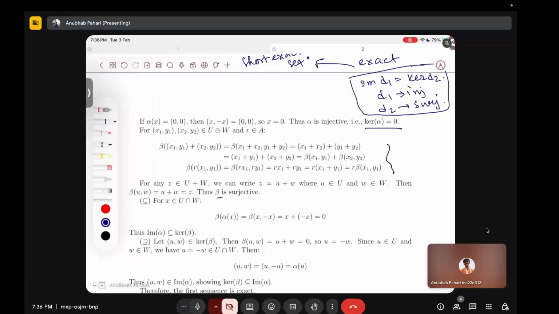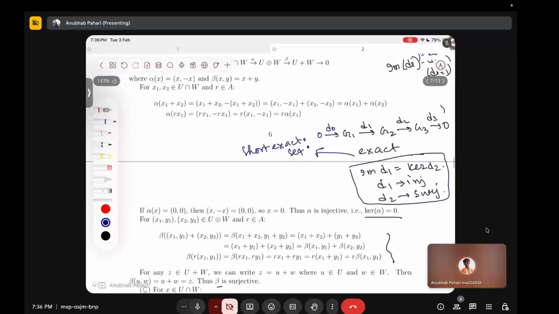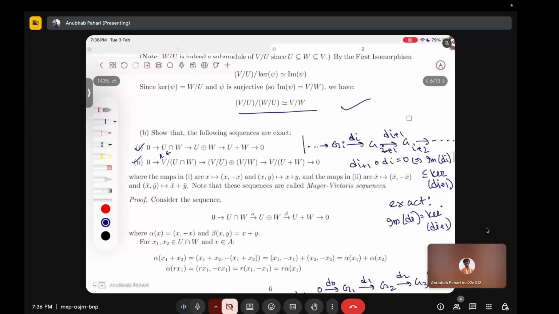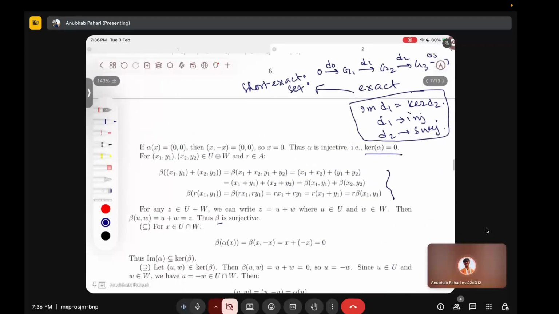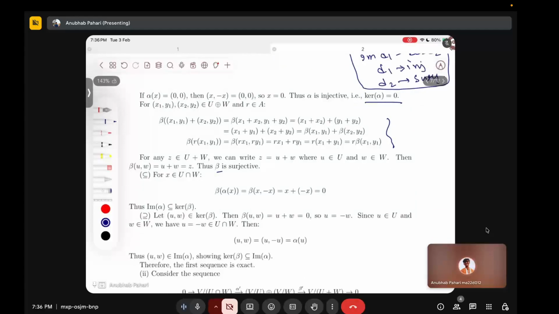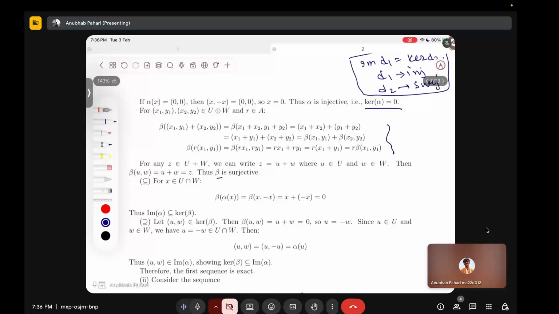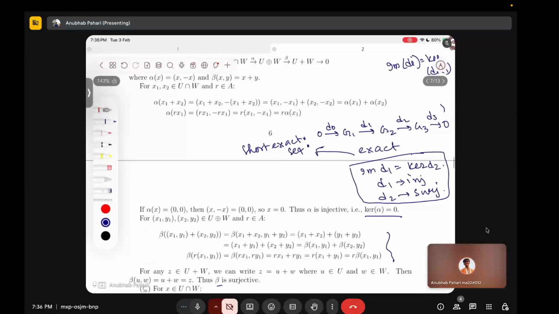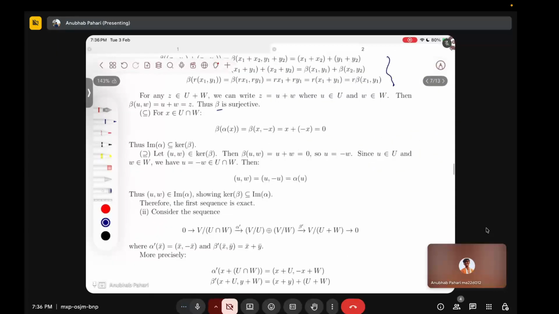Therefore you can simply take small u and capital W from this direction, and by convention beta of (u, w) goes to u plus w, which is z. Therefore beta is surjective. Now we will show that image of alpha equals the kernel of beta, that is, the condition image of d1 equals kernel of d2.